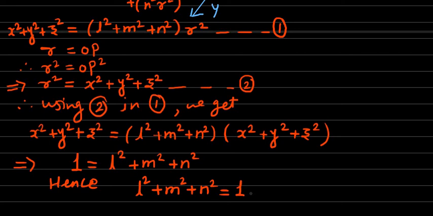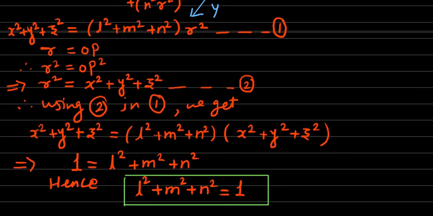This is a very, very important relationship between the direction cosines of a line. We have obtained this relationship. After obtaining this relationship, the next thing we are going to see is what is meant by the direction ratios of a line.